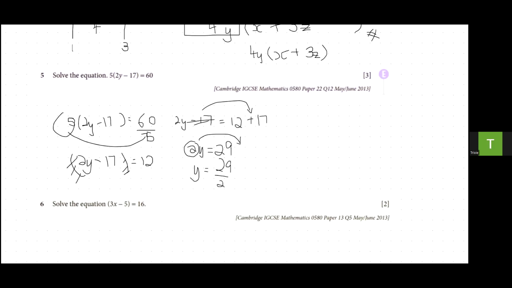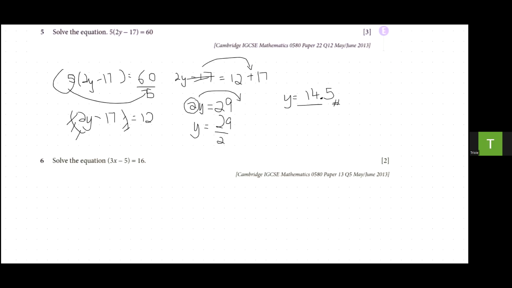What will we get after 29 divided by 2? It's 14.5. And so this is the answer. y equals to 14.5.